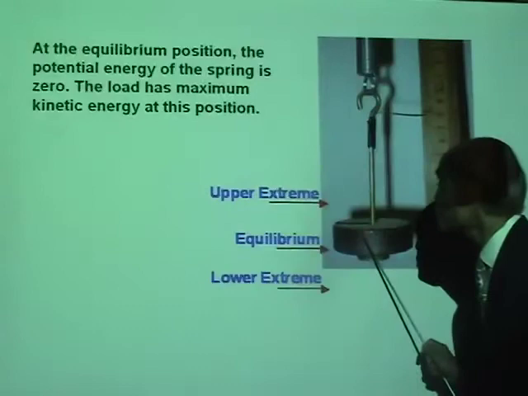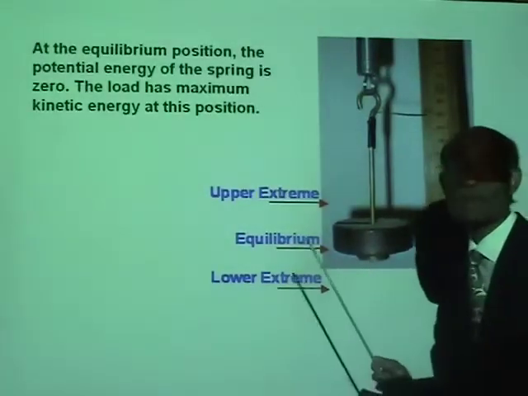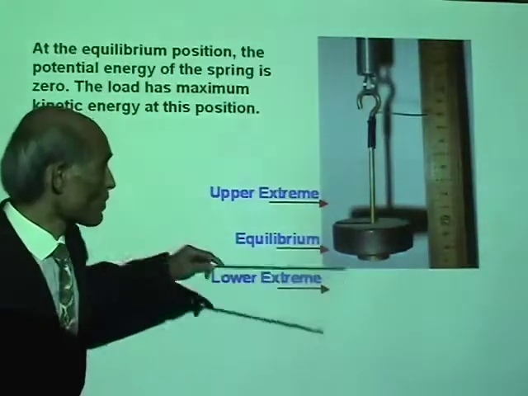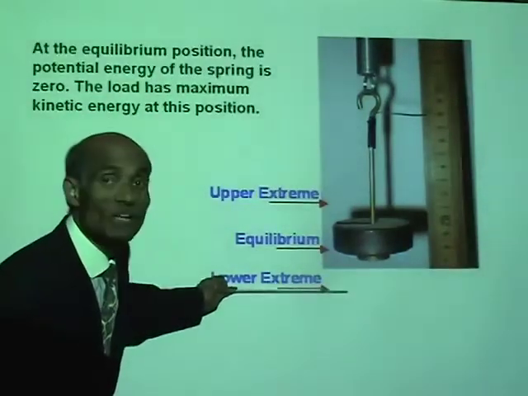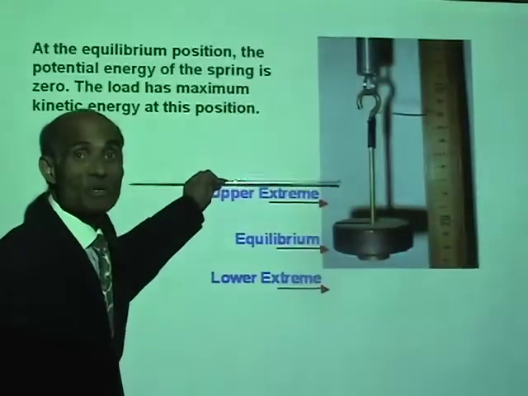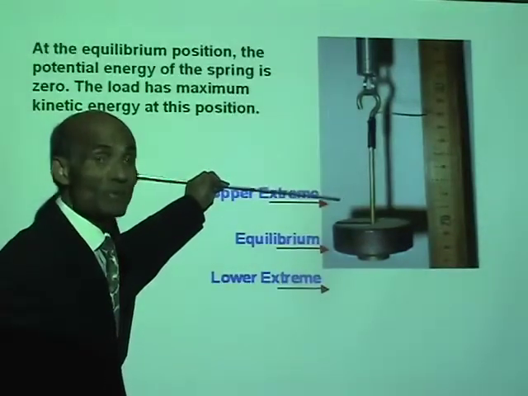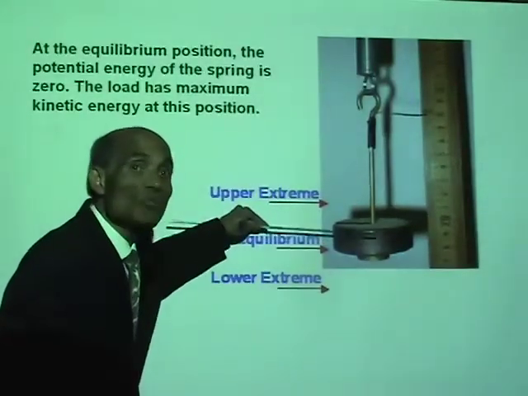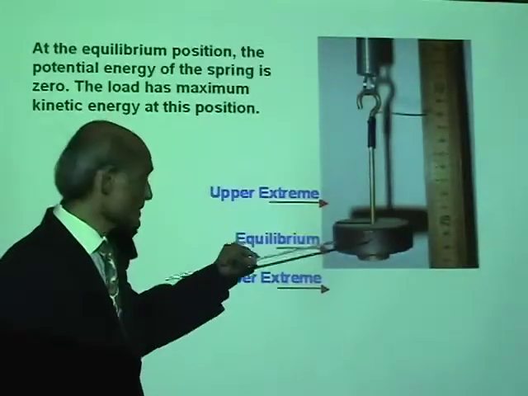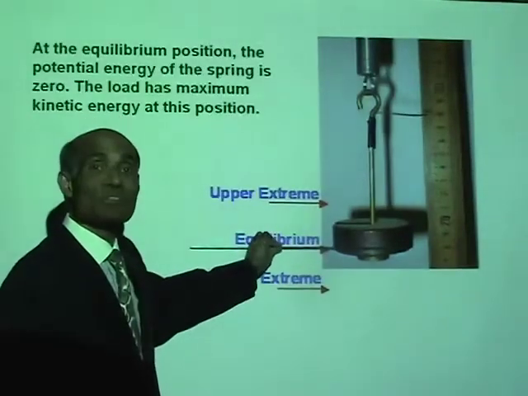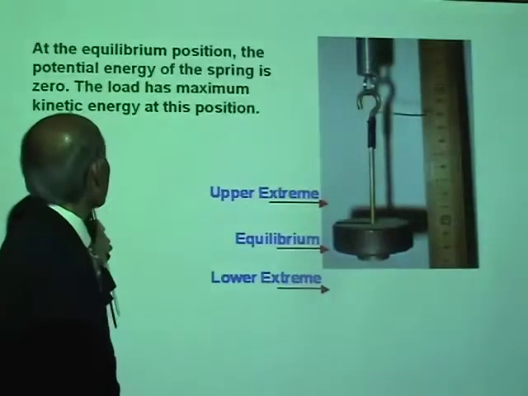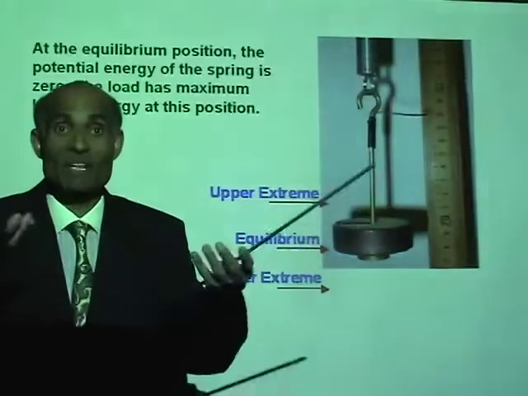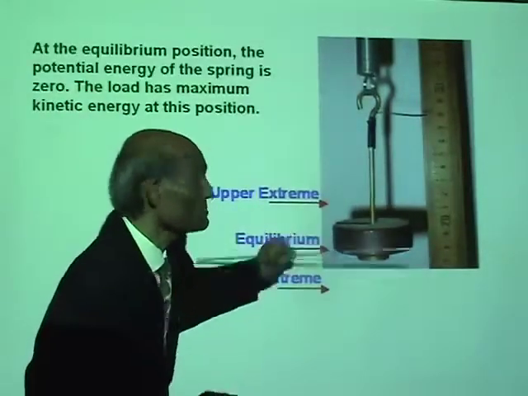And how about the energy of this mass? When will this mass have the maximum velocity? Its velocity is 0 at the lower extreme. Its velocity will be 0 at the upper extreme. Now, from the upper extreme it gets pushed down. So when will the velocity become maximum? At the equilibrium position. So the load has maximum kinetic energy at the equilibrium position.